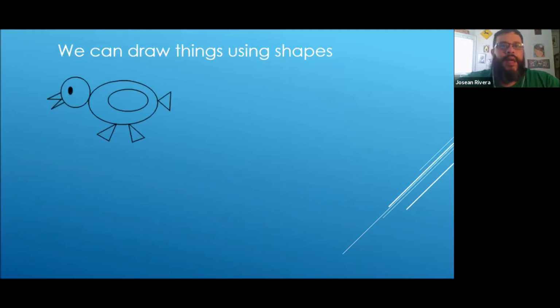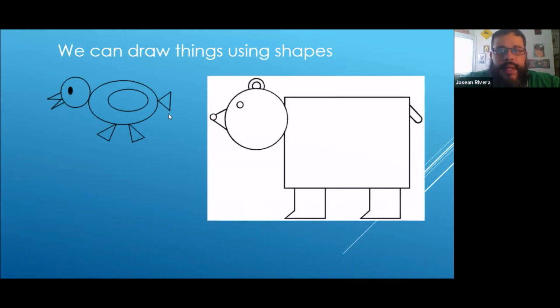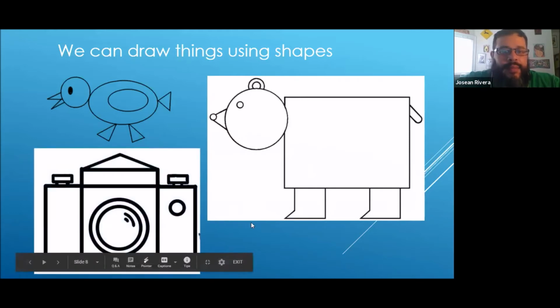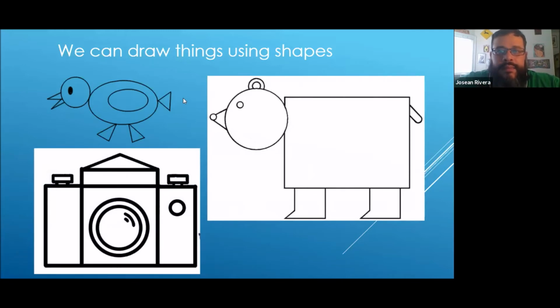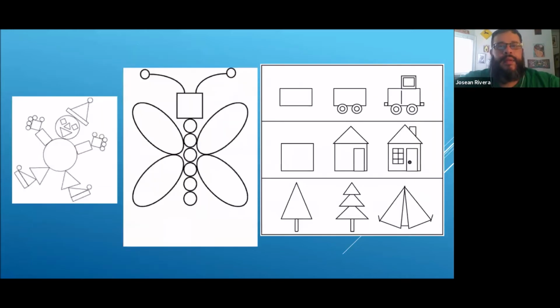Okay, so let's look at some other examples here. We can see this simple drawing of a duck. It is made from ovals, circle, and triangles. The bear is made of a rectangle, circles, and triangle. And the camera is made of a square, rectangles, circles, and a triangle. Here's some other examples. We won't really go into specifics, but as you can see, the clown, the butterfly, the train, the house, and the tent are made of all shapes.